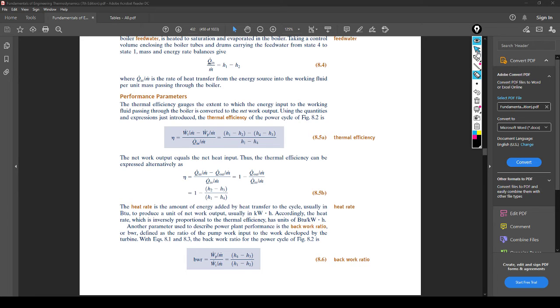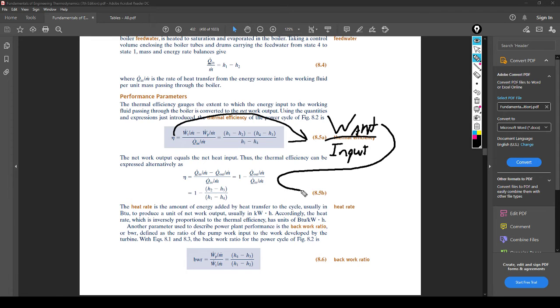You sort of do it the same way, right? More or less, it's right here. So eta, the thermal efficiency of a power cycle, is equal to the net work. So once again, it's what you want over what we had to put in. So what do we want out of a power cycle? Well, clearly we want the power, right? We want the work.